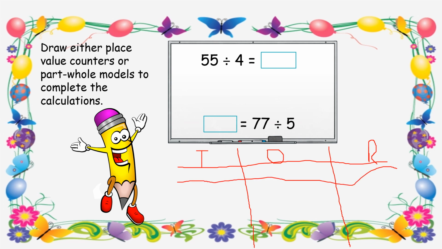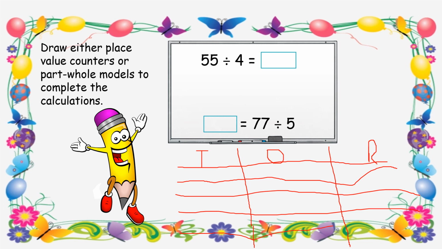1, 2, 3, and then the last one, 4. So I have 4 rows now. So how many tens do I have in 55 and how many ones? I have 5 tens and 5 ones.